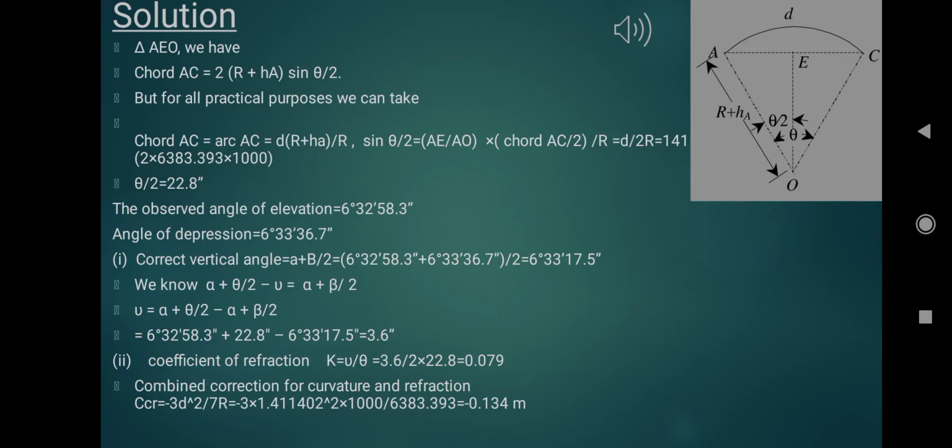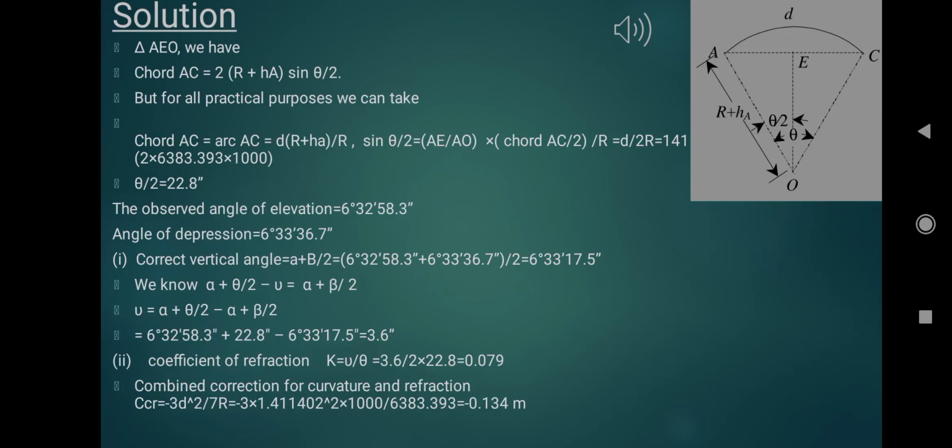We know alpha plus beta by 2 equals alpha plus theta by 2 minus nu. So nu equals alpha plus theta by 2 minus alpha plus beta by 2. We found the value as 3.6 seconds. So the coefficient of refraction k equals nu by theta. So k equals 3.6 by 2 into 22.8, which equals 0.079.